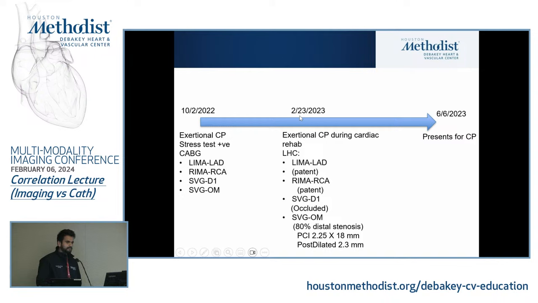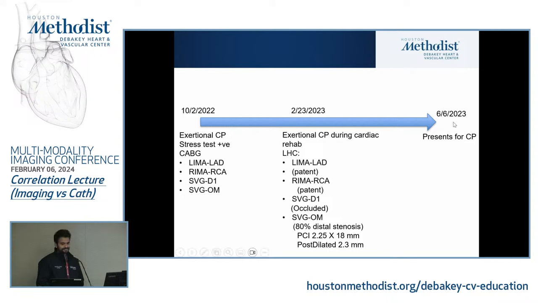On 2/23, during cardiac rehab, she has chest pain. They directly take her to cath. LIMA LAD is patent, RIMA RCA is patent, SVG D1 is occluded. And now SVG OM has an 80% stenosis. They put a stent in, send her back to cardiac rehab.